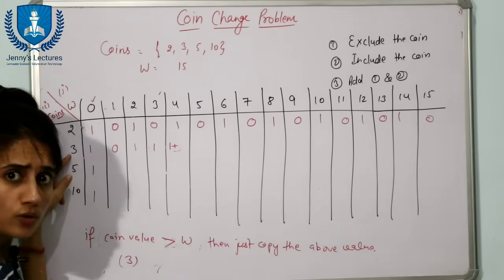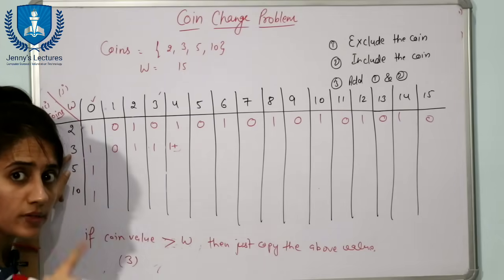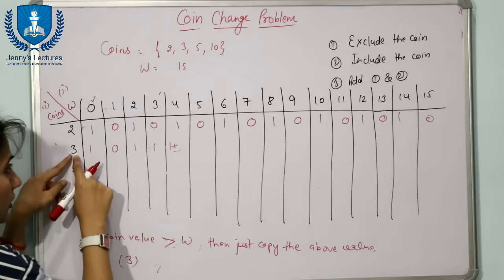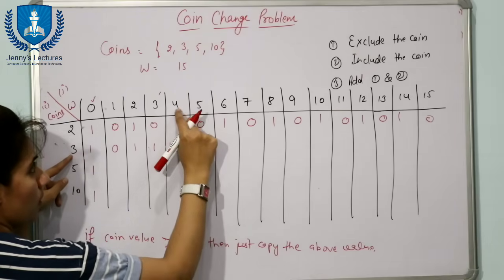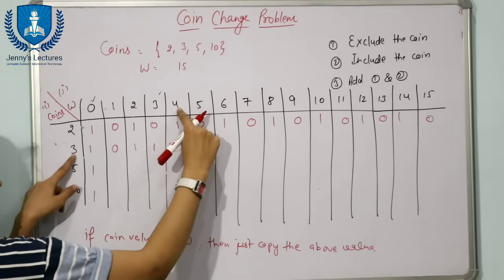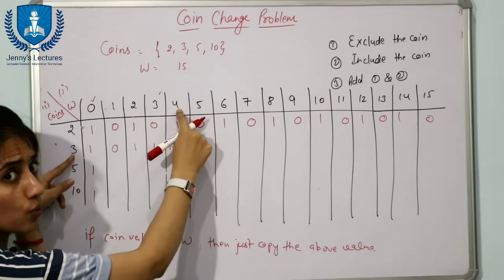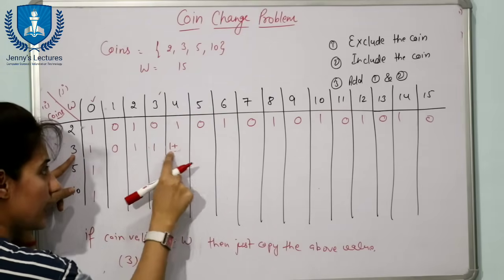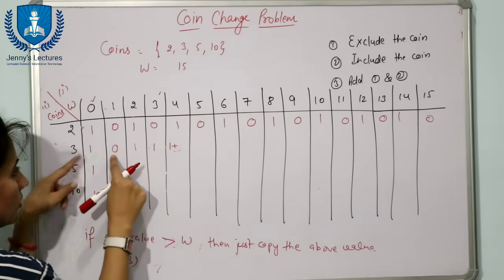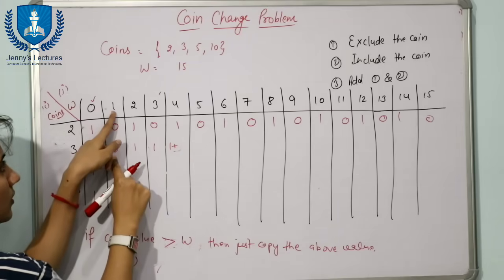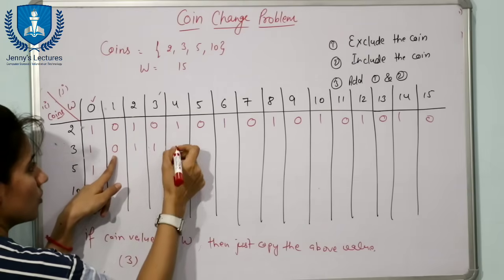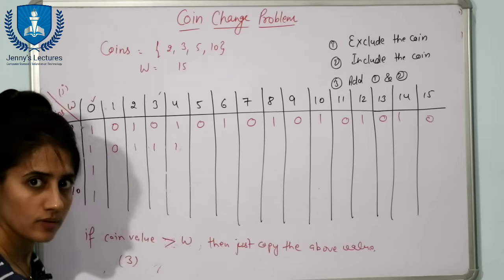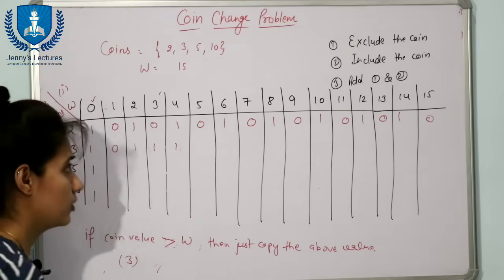If you include this coin, then what will happen? Then the rule is what? After including this coin, check this amount value 4 minus this value 3, and we got what? 1. So in this same row, go to the column having sum 1. Here we have 0, so 1 plus 0 is 1 only. Fine. These are simple rules.